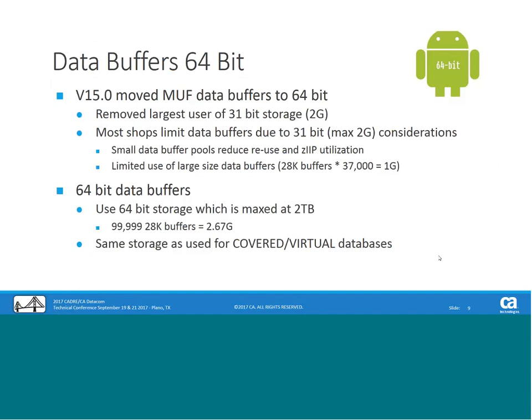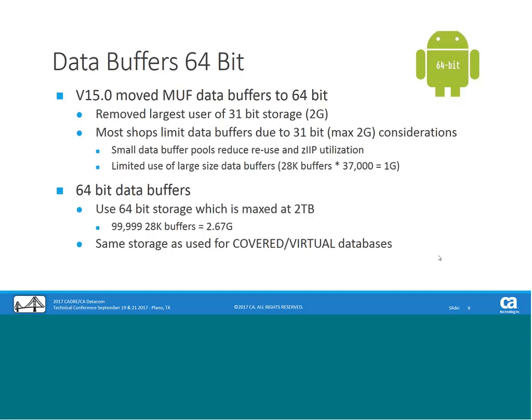So most shops limit the data buffers because of 31-bit memory, you know, the 2 gig max, and a lot of shops don't even have a full 2 gig to use per address space. Most shops are limited on how many data buffers they can have. So if you have the large data buffers, you're using a 27998 recommended block size, which is like half track. You had to have 28K data buffers.